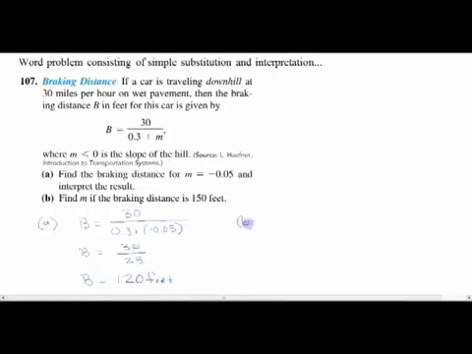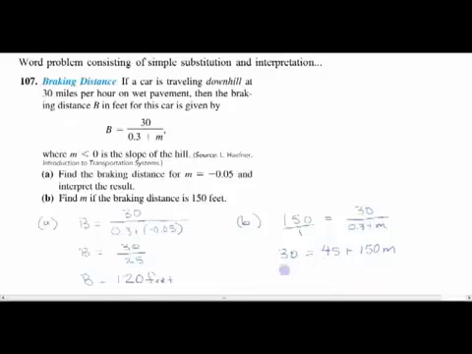In part B, find m if the braking distance is 150 feet. The value that they've given us is not m. It is a braking distance, which is b. So we'll put 150 in for b. Now we need to solve for m. If you want, you can go ahead and cross multiply. We'll have 30 equals 45 plus 150m.